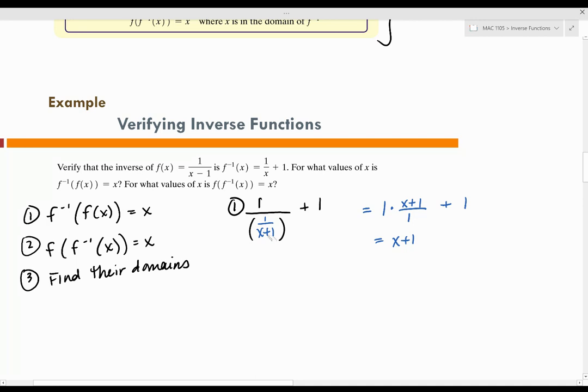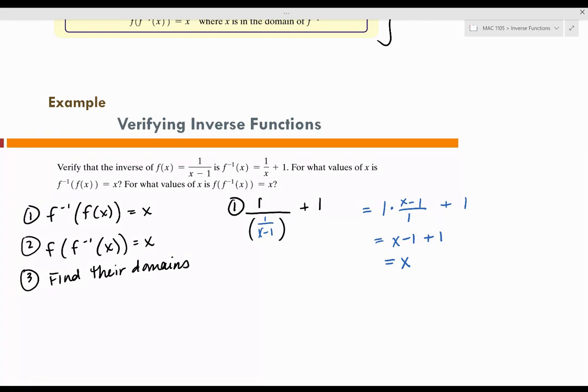Oh, it's minus. Let me change this to a minus. There we go. So x minus 1 plus 1, and negative 1 plus 1, that's 0. So that equals x. So the first one worked out for us.